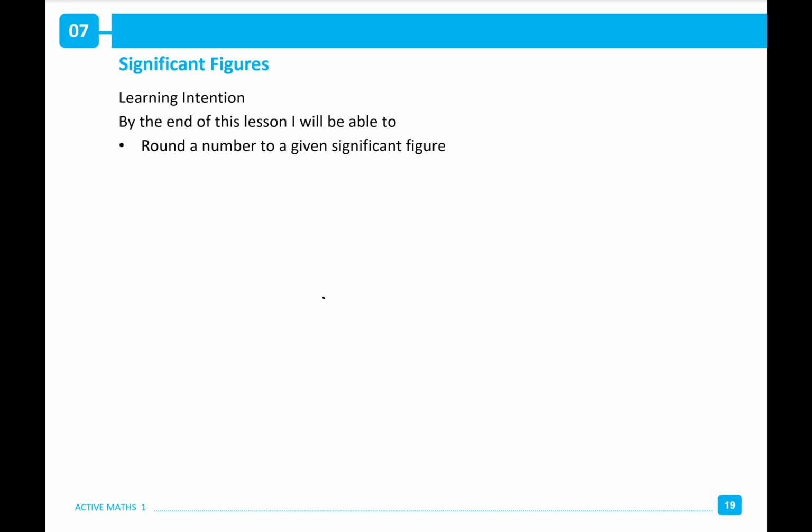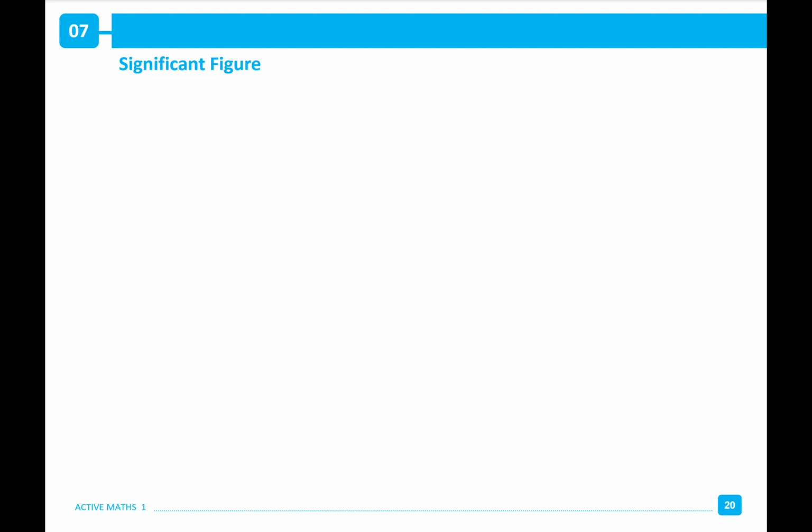Hi guys, today we're looking at significant figures. Our learning intention for today is by the end of this lesson, you will be able to round a number to a given significant figure. Let's have a look at what we mean by significant figures.